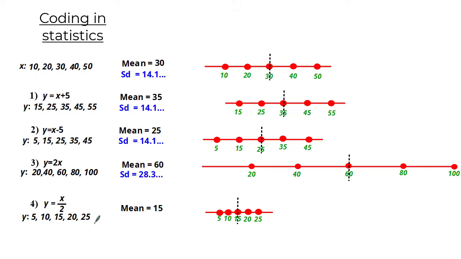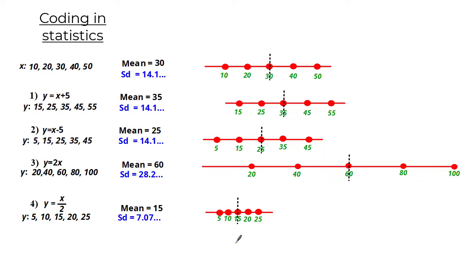Looking at our last set of coded data, which we got by halving each value in the original data set, quite clearly we can see that the spread of these data points around the mean is smaller than the original data set. And if we were to use a calculator, we would see that the standard deviation is 7.07 and so on, which happens to be exactly half of this value.